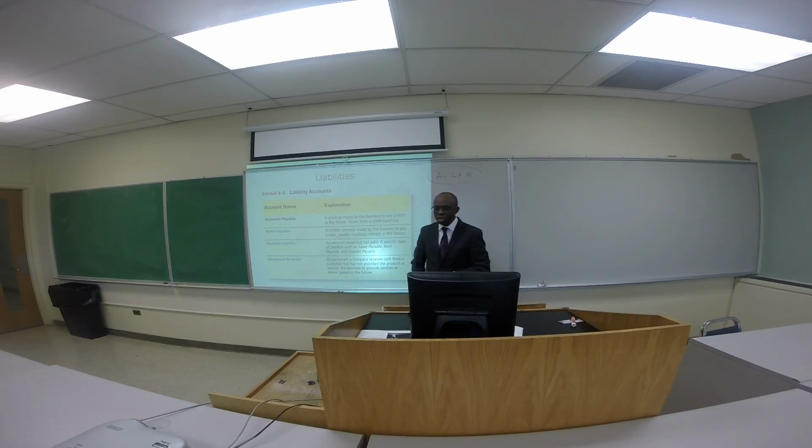Now we have accrued liability. Amount owed but not paid. In other words, we owe somebody, we haven't paid yet. So for example, at the end of the month, our rent is $5,000 and we don't have enough cash to pay our landlord. So we call that accrued liability. So it's an obligation that we are going to pay in the future.